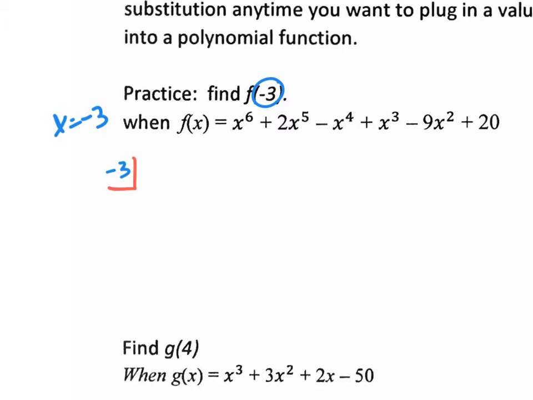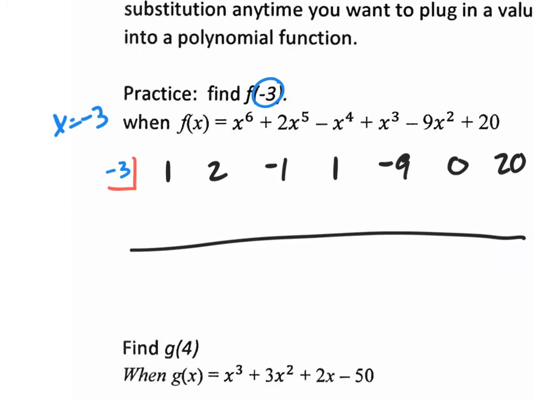Let's put those coefficients of every single term. The coefficient of the x to the 6th, that's 1. The coefficient of x to the 5th, that's 2. Coefficient of x to the 4th, that's -1. Coefficient of x to the 3rd is +1. Coefficient of x squared is -9. Coefficient of x, hey, there is no x. We have to put a 0. And the constant is 20 at the very end. Like I said, this is as long and as crazy as it gets.